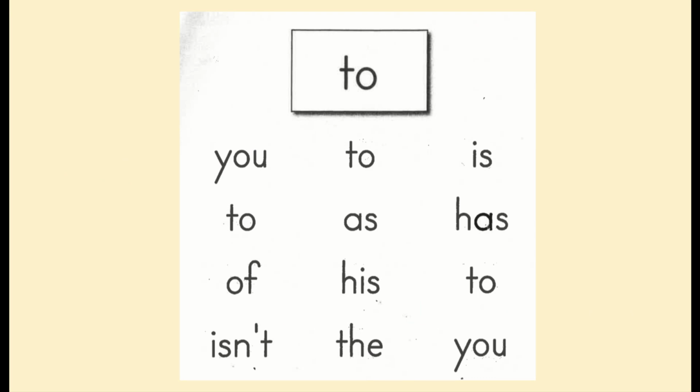Now let's practice reading our sight words. Our new sight word today is the word to. Say it with me. To. T-O, to. Now let's practice our previous words. Ready? You. Y-O-U. You. To. T-O. Is. I-S. Is. To.